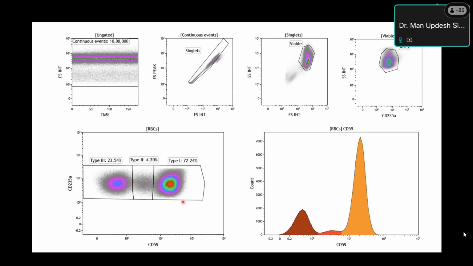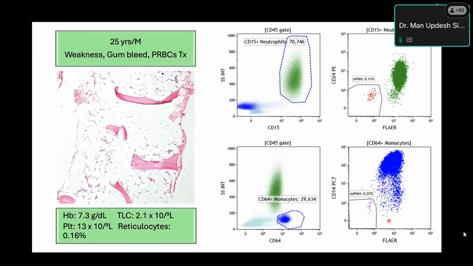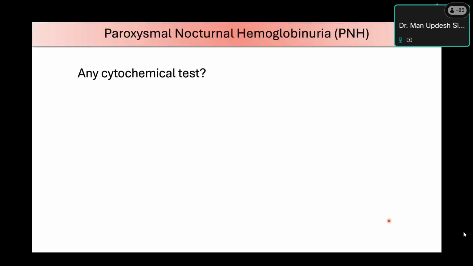Here also, it's the same patient. This is a dot plot, and this is basically a density or contour plot. This is a histogram. You see absolute absence of CD59. You see a moderate level of CD59, and you see a normal level of CD59. So that's how you diagnose a PNH clone using flow cytometry, right? So we leave it here.